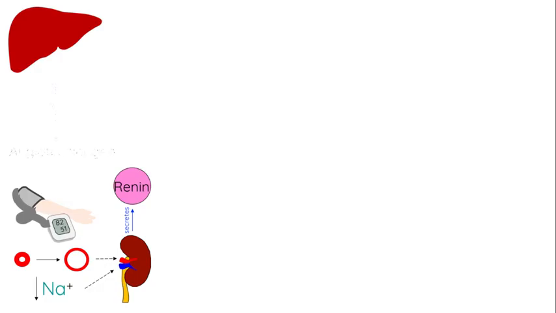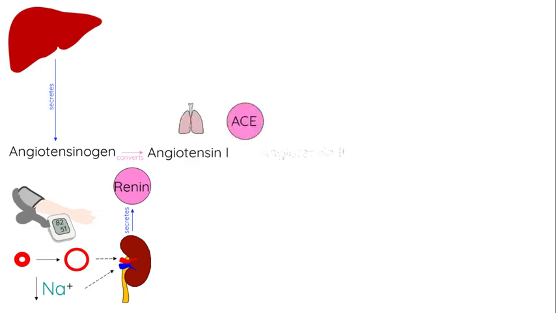Meanwhile, angiotensinogen, a protein, is synthesized and secreted by the liver. Renin converts angiotensinogen into another peptide, angiotensin 1. Angiotensin 1 then enters the blood, and instead of sticking around, it quickly gets converted into another molecule creatively named angiotensin 2 by another enzyme known as angiotensin converting enzyme, or more commonly known as ACE.